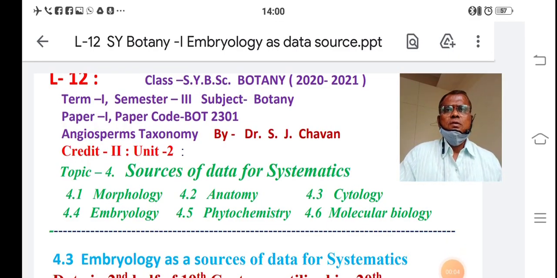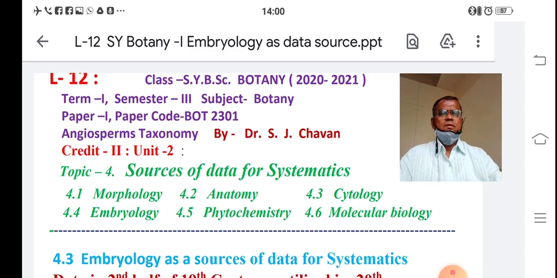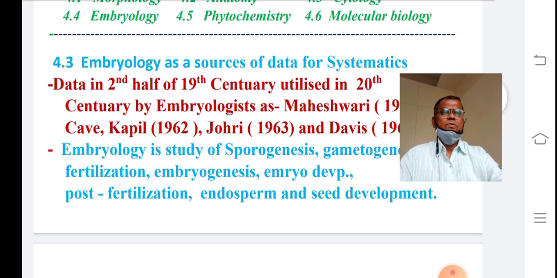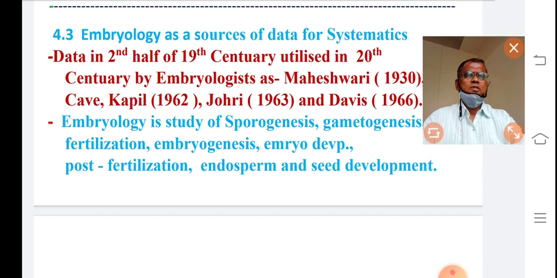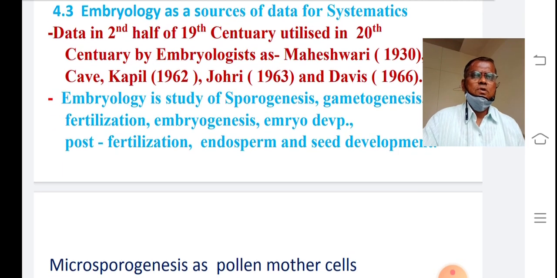So in the last lecture, number 11, we have seen cytology as a source of data for systematics. Next, our fourth point is embryology as a source of data in systematics. So basically, while considering embryology, what is embryology? Generally, there is an authority in the second half of the 19th century, and it was utilized in the 20th century.